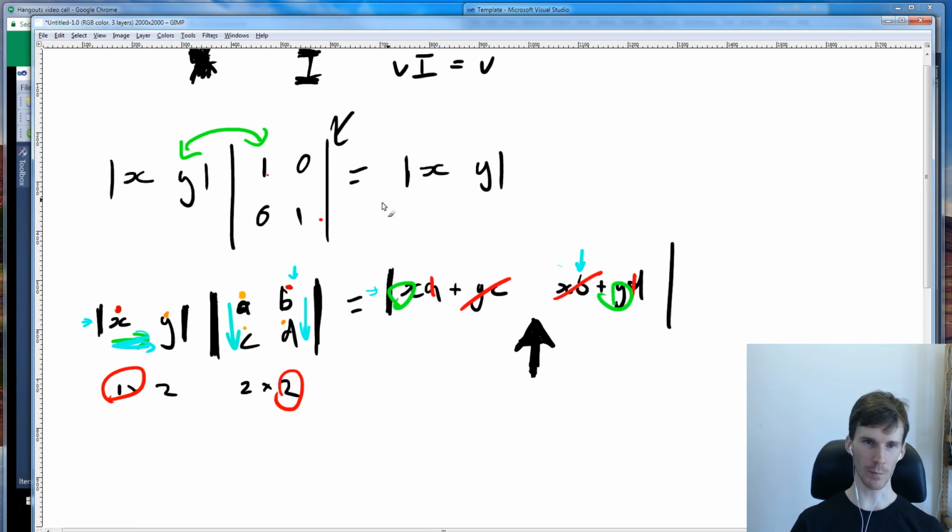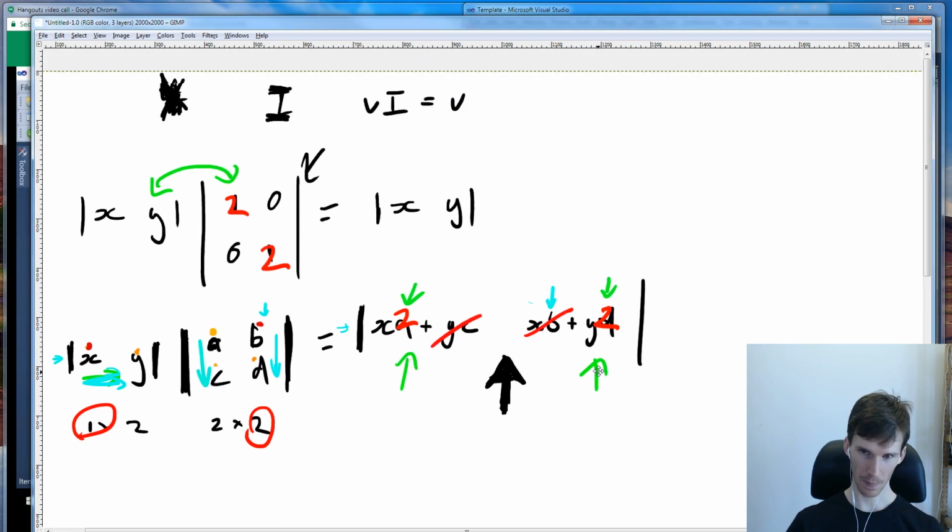So we can build on this and make scaling matrices, because what you should have noticed there is, if I go back a couple of steps, if a and d were different values, like if a were 2 and d was 2, then I get x2 and y2. Hopefully you can see that's scaled up by 2. Does that make sense?